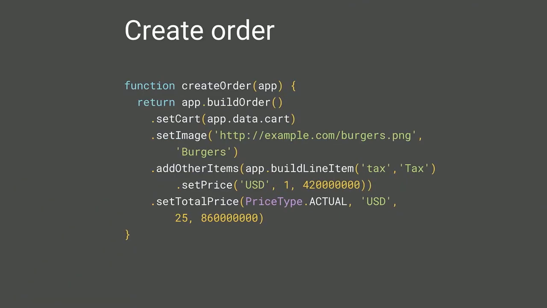Great, so the user's given us an address, and they're ready to check out. So let's define a method to create our order. So first, we call app.buildOrder. We set the cart that we created and stored in our session previously. And then we set the image for the order. We add tax and other items for the order, and finally the total price.